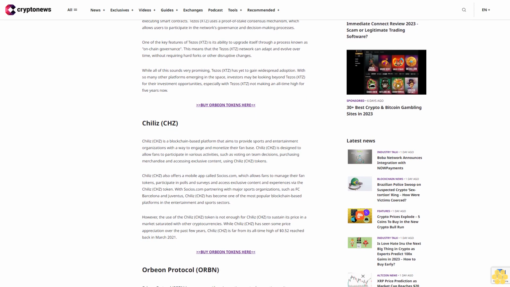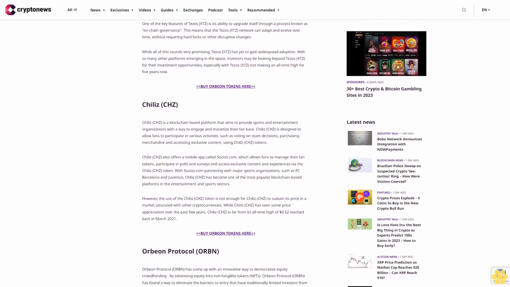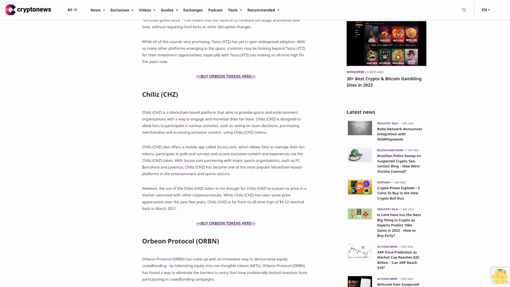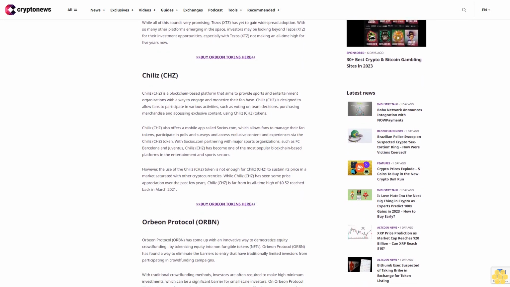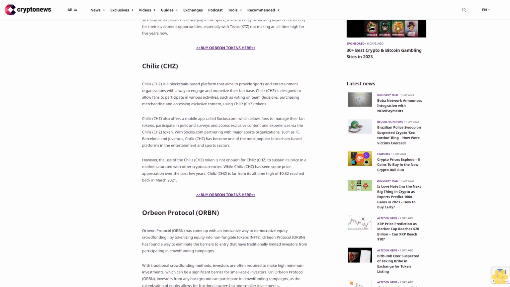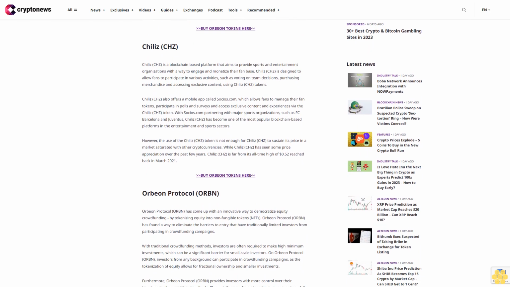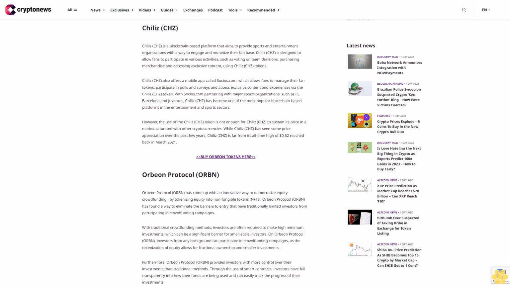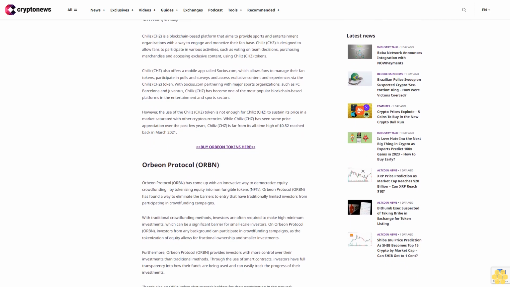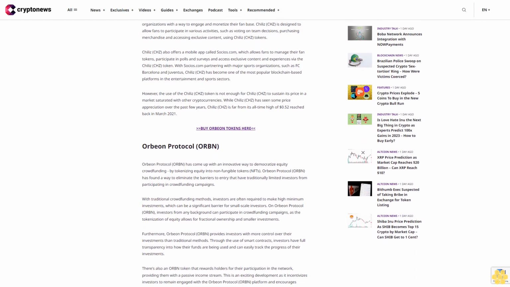One of the key features of Tezos XTZ is its ability to upgrade itself through a process known as on-chain governance. This means that the Tezos XTZ network can adapt and evolve over time without requiring hard forks or other disruptive changes. While all of this sounds very promising, Tezos XTZ has yet to gain widespread adoption. With so many other platforms emerging in the space, investors may be looking beyond Tezos XTZ for their investment opportunities, especially with Tezos XTZ not making an all-time high for 5 years now.